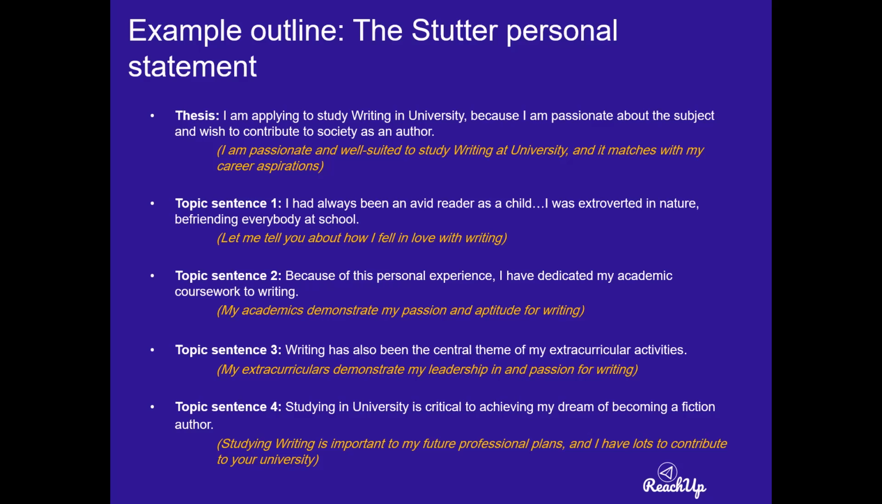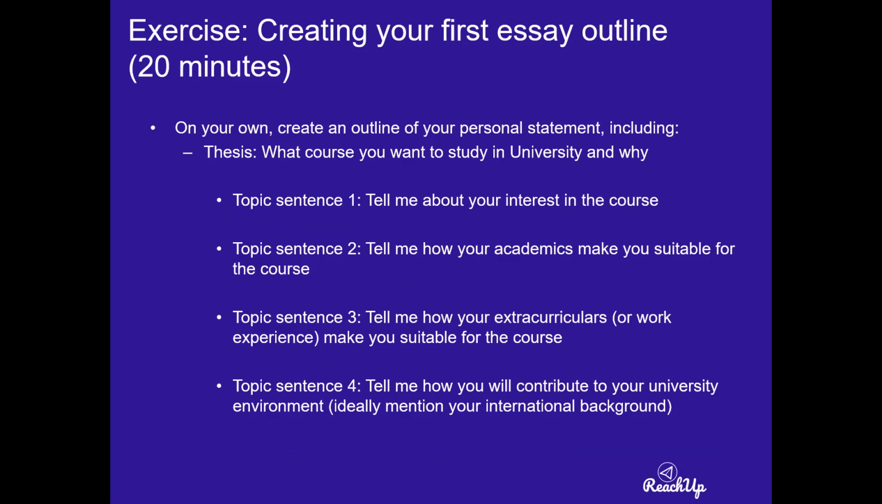So an outline is very short. It's thesis, 4 topic sentences. So in total, it's 5 sentences, and that's it. And that's the plan. That's the roadmap for the rest of the personal statement. You should spend 20 minutes now. Take that time to write out the outline of your personal statement.